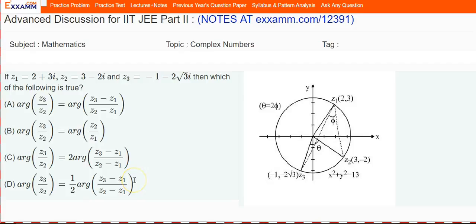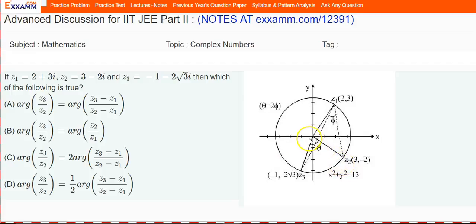Now here we have to remember a very important point which would be used in these questions, and I have seen this pattern emerging in many questions. That is, if modulus of z1 is equal to modulus of z2 is equal to modulus of z3, which is the case here, and they all are equal to root 13, then what would be the case? Anyway, with these 3 points a circle would always pass through.